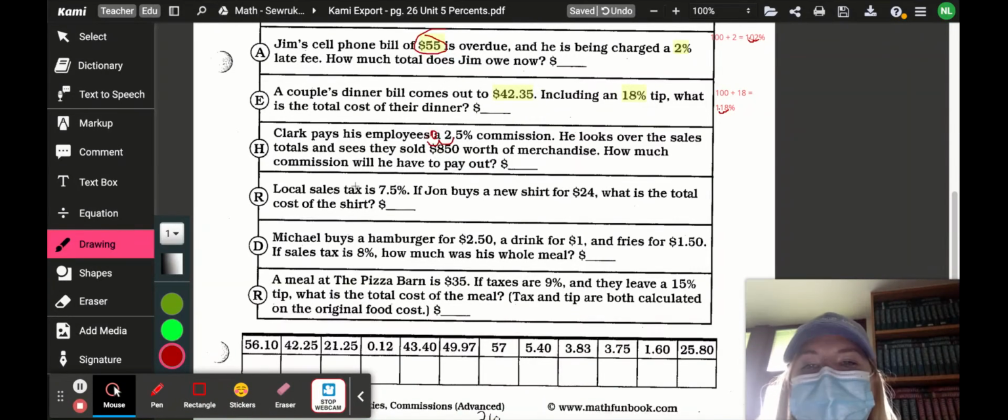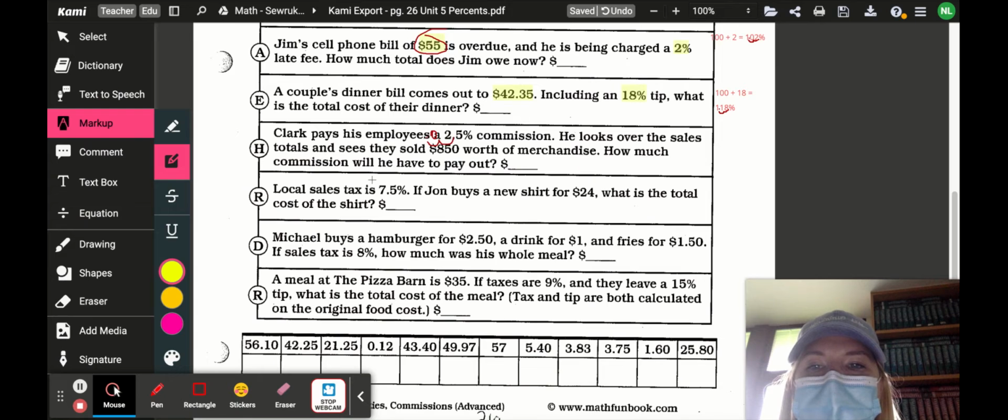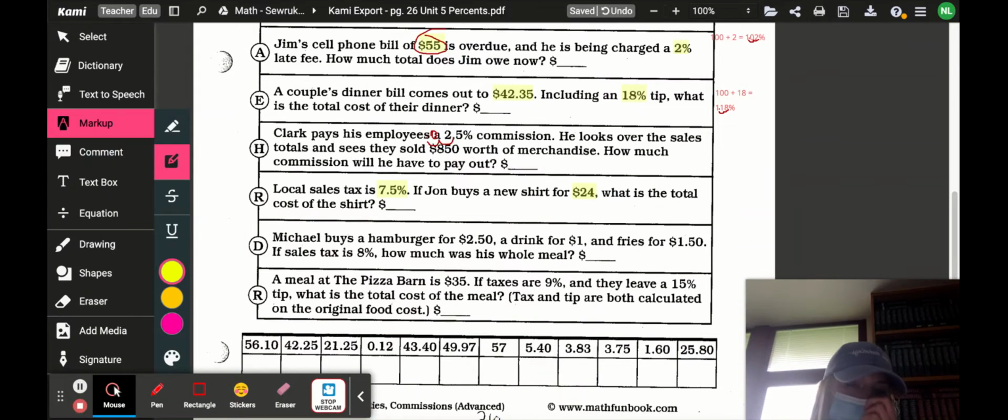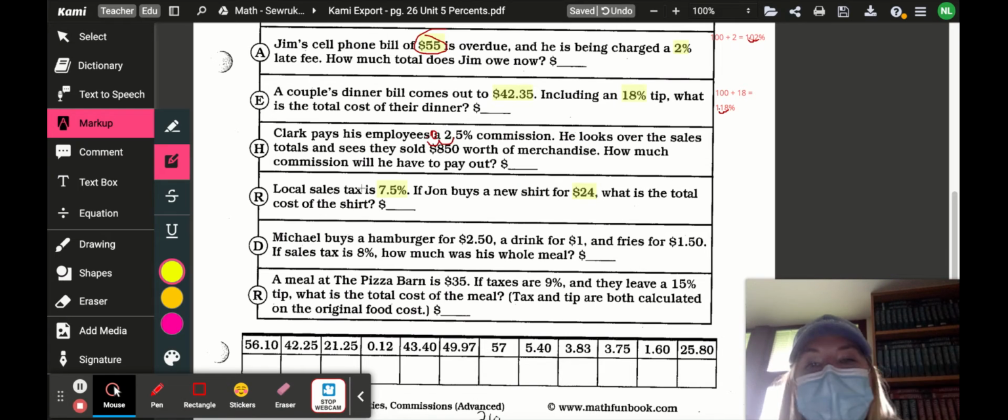All right, local sales tax is 7.5%. If John buys a new shirt for $24, what is the total cost of the shirt? So again, the total cost of the shirt, we're paying 100% for the shirt. So we also need to add on 7.5% sales tax because sales tax gets added on.